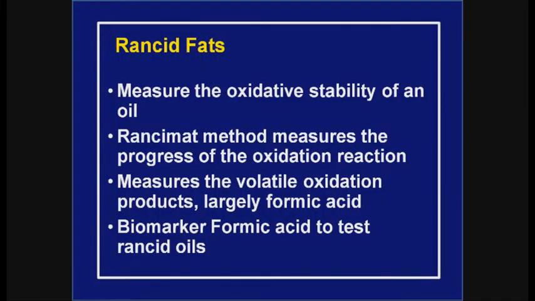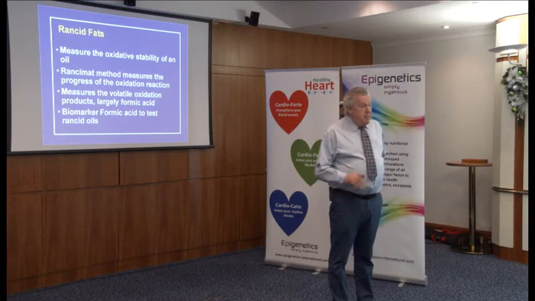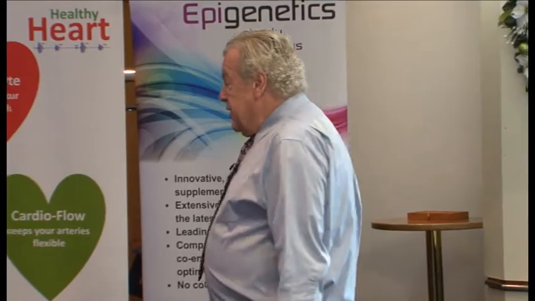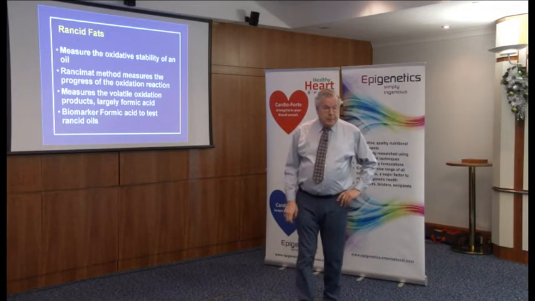The Rancimat is a standard laboratory test method which measures the progress of oxidation of an oil. It measures the volatile oxidation byproducts, which are largely single carboxylic acids, the main one being formic acid. So formic acid is the byproduct of rancid oils. Remember we talked about rancid oils, formic acid creating the itching with people. So formic acid therefore is a biomarker for rancid oils.